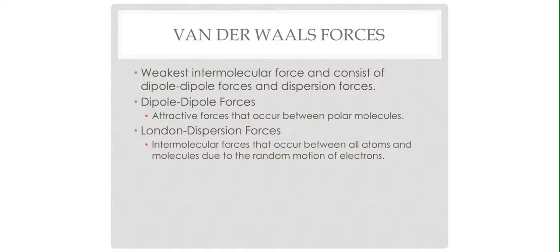So what I'm basically trying to say is that London dispersion forces, depending on what atom we're dealing with, will influence the melting and boiling points of those atoms just based off the number of electrons, because you have more ability for interactions within those two.